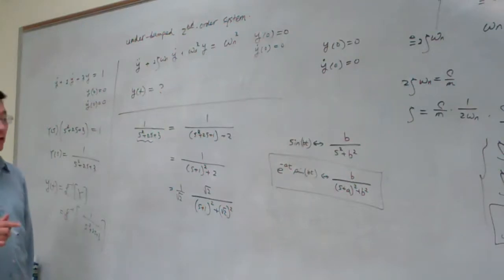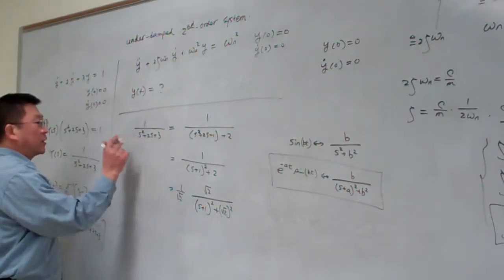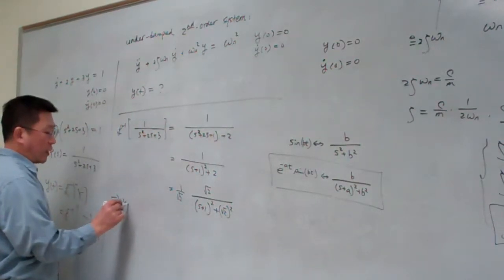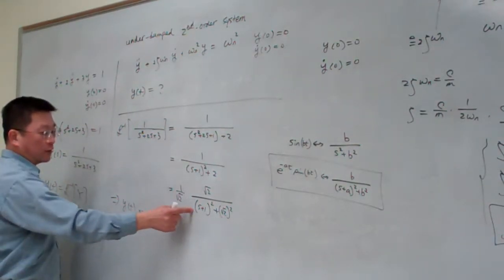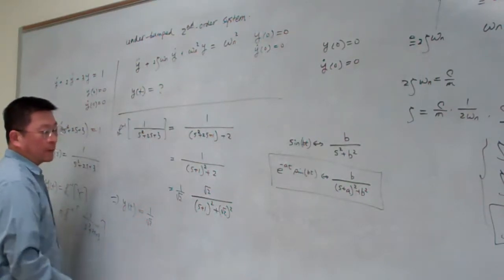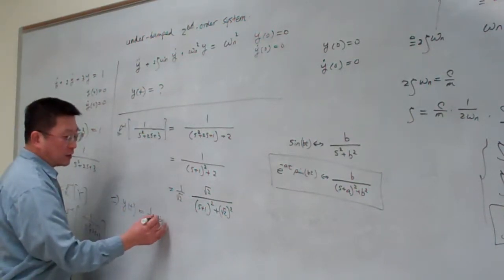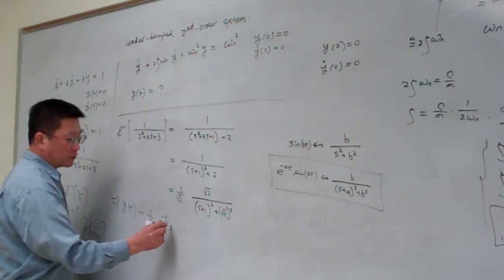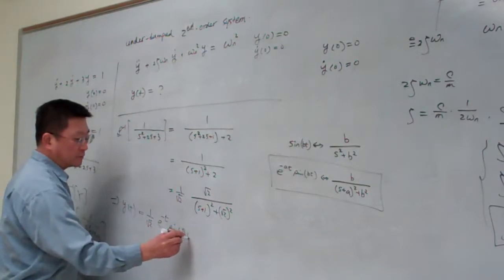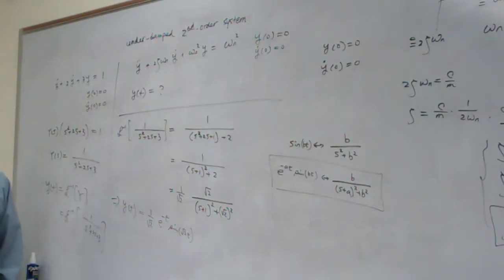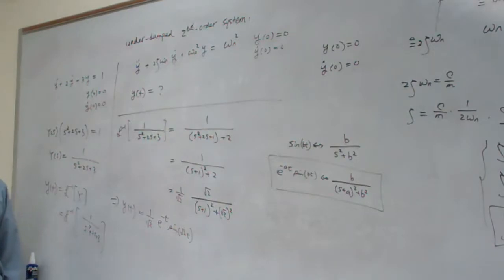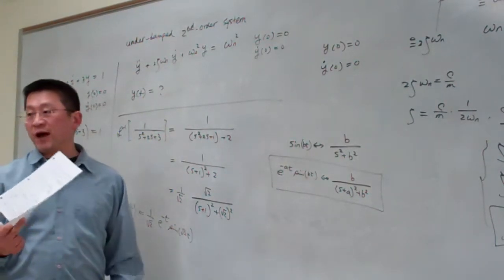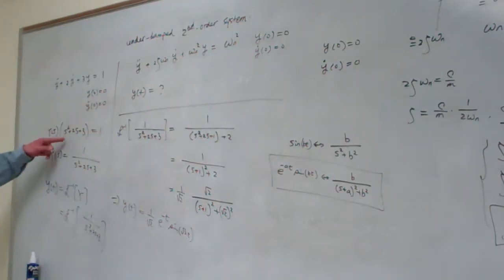Good? That means y(t) is the inverse Laplace transform of this term, which is 1 over square root of 2, then we pick up e to the minus t, with a equal to 1, and sine of square root of 2 t. You good?